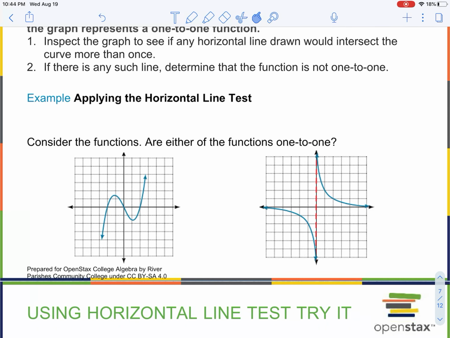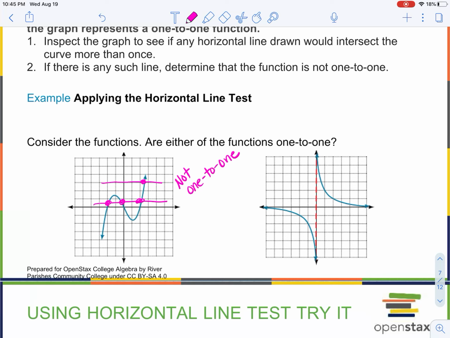So consider these two graphs. Is either one of these one-to-one? If I draw a horizontal line here, it looks okay. But if I draw it here, look at this. It crosses 1, 2, 3 times. So because of that, that is not one-to-one.